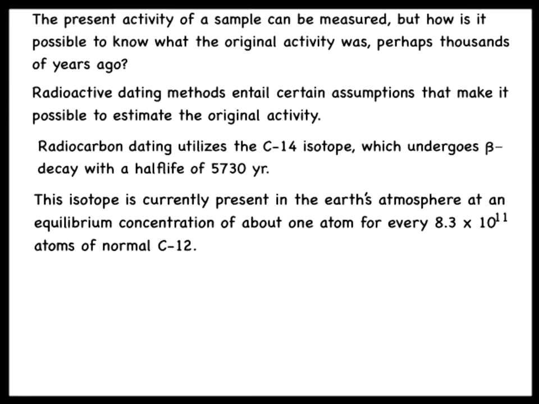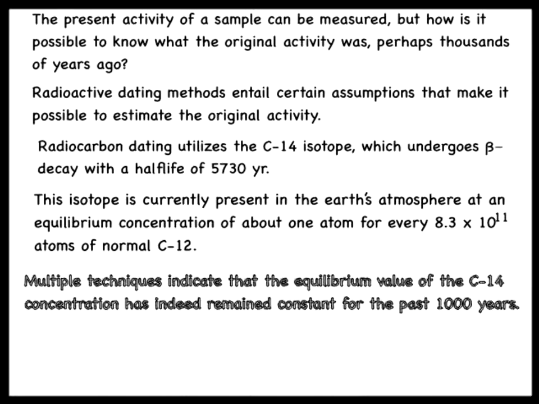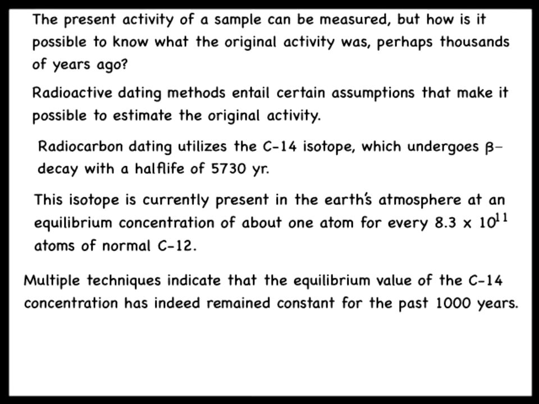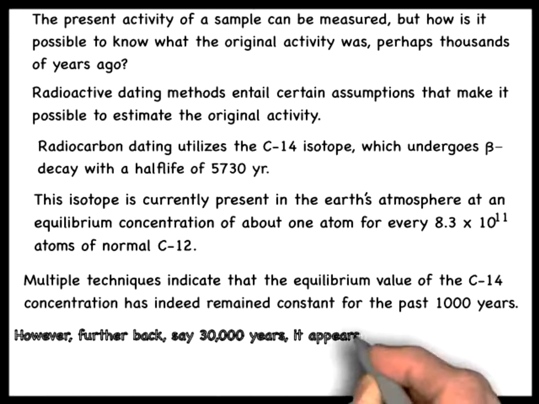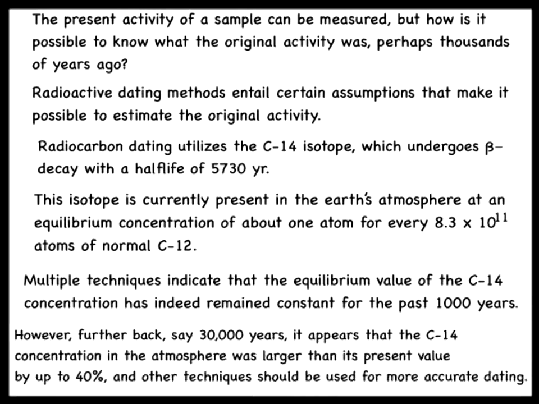It is often assumed that this value has remained constant over the years because carbon-14 is created when cosmic rays interact with the Earth's upper atmosphere, a production method that offsets the loss via beta-minus decay. Multiple techniques indicate that the equilibrium value of the carbon-14 concentration has indeed remained constant for the past 1,000 years. However, further back, say 30,000 years ago, it appears that the carbon-14 concentration in the atmosphere was larger than its present value by up to 40%, and other techniques should be used for more accurate dating.